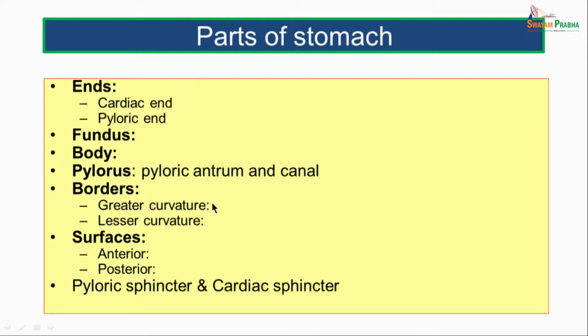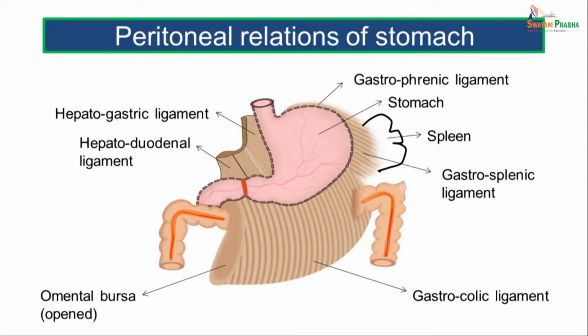Borders: greater curvature, lesser curvature, and surfaces: anterior and posterior surface, or to be more specific, antero-superior surface and postero-inferior surface. The two openings, the cardiac and the pyloric, are guarded by sphincters, which are the pyloric sphincter and the cardiac sphincter. Moving on to the relations of the stomach.